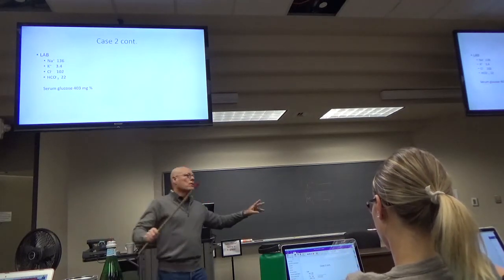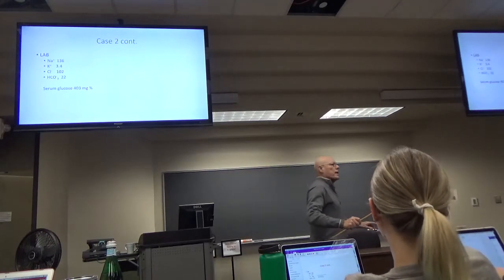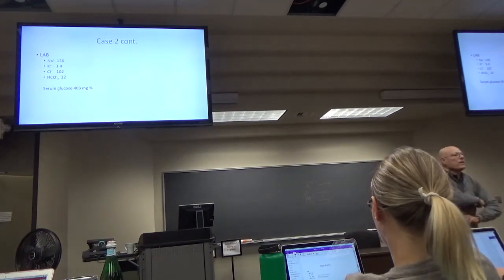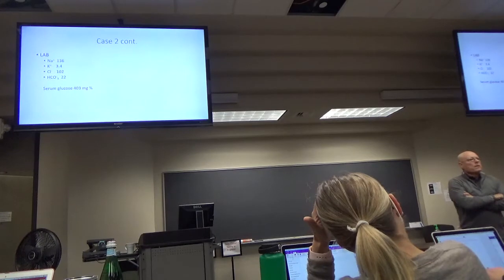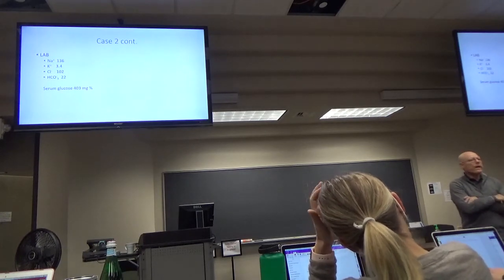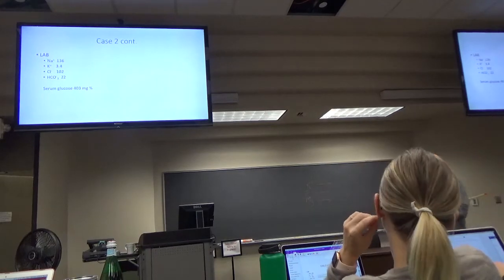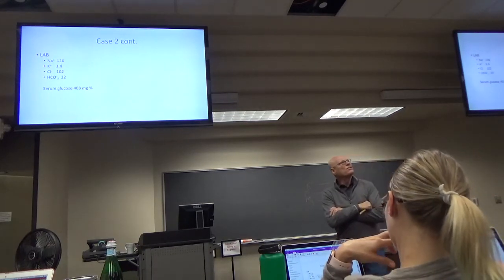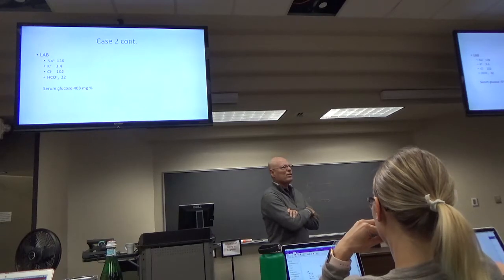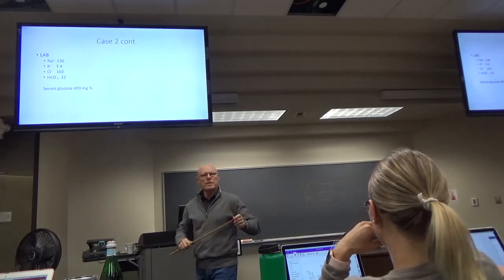And you've got access to an old chart. So you look up her old chart, and you find out that she's never had an acidosis before. Her acidosis isn't very bad. Her bicarb's only 22, and she has a normal anion gap.